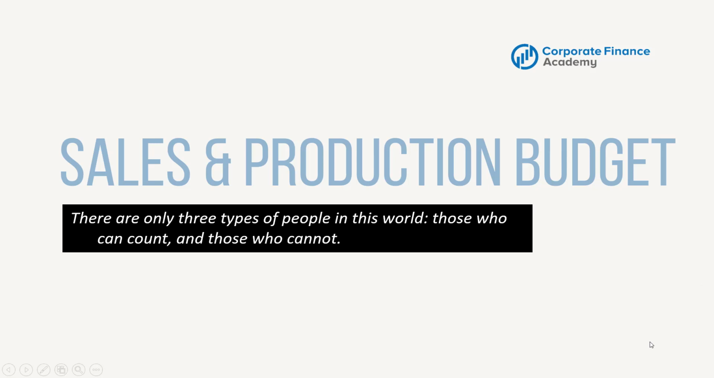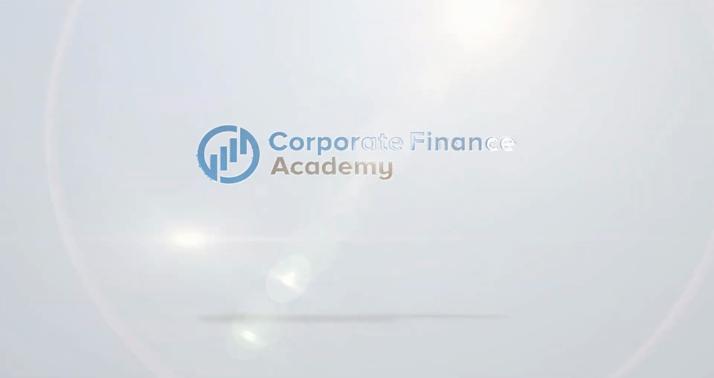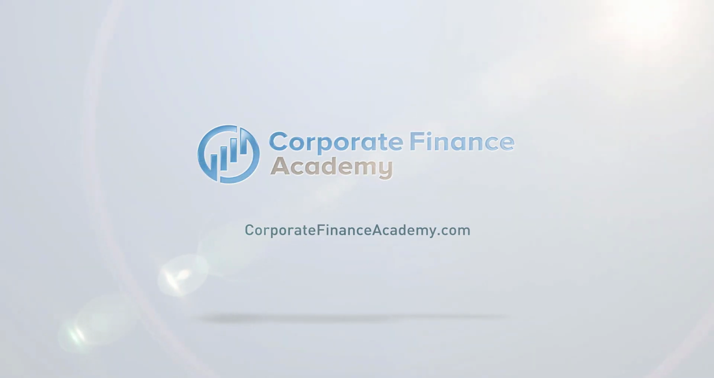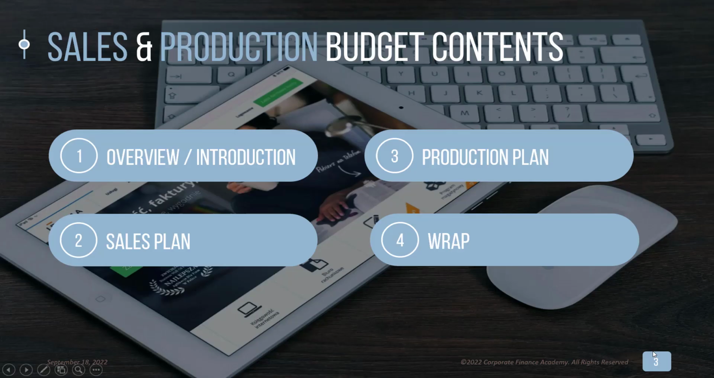Today we are going to go through the sales and production budget. All right, so we're going to go through an introduction, re-ground you in the annual operating plan process and what that looks like. Then we're going to talk about the sales plan, the production plan, and then we'll wrap things up.